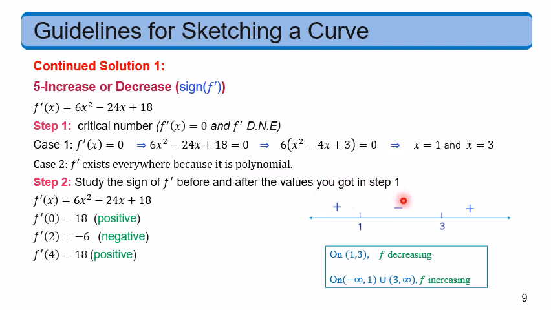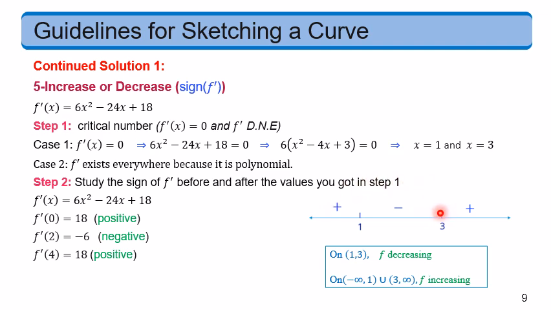Now after 1, we can check at 2. If we put 2 in place of x, after calculation we have minus 6. What matters here is that it is negative. So you can see before 1 it is positive, after 1 it is negative.